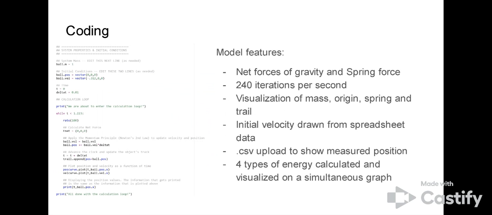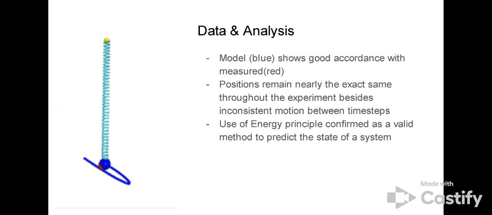Visualizations involved the mass, the spring, the origin, and the trail, and also the measured mass. The initial velocity was drawn from the spreadsheet data, and a CSV upload was used to show the measured position. The 4 types of energy that were calculated were then visualized on a graph simultaneously. The data for this experiment showed good accordance with the model.